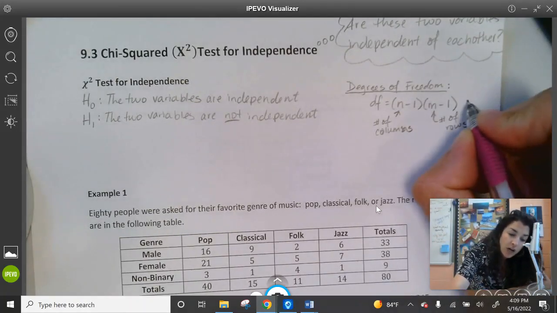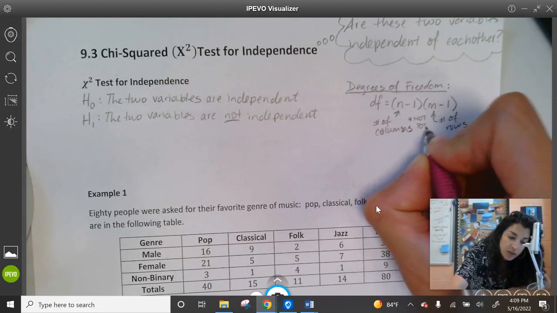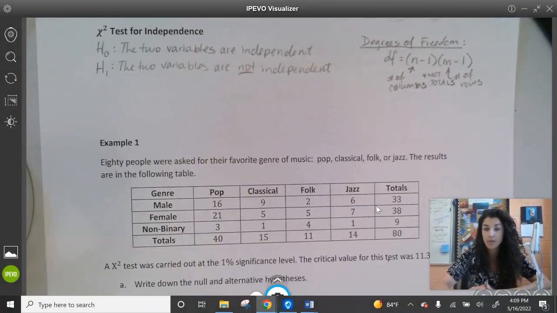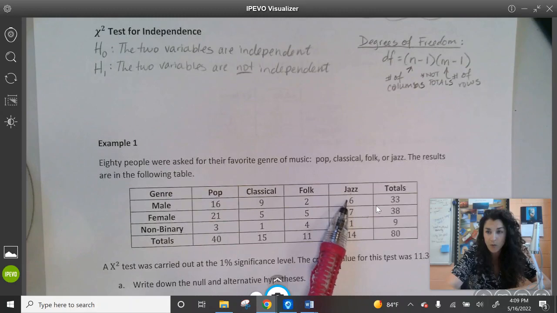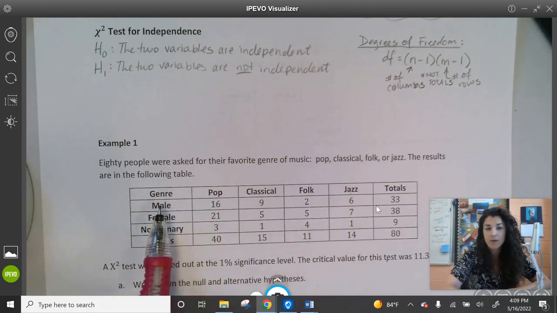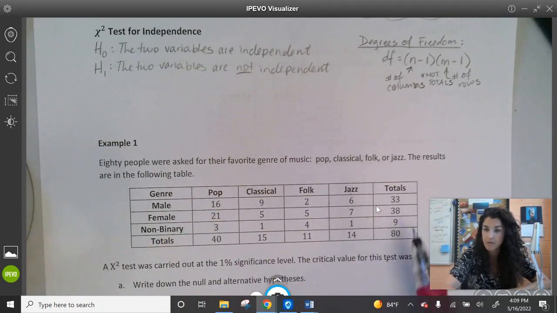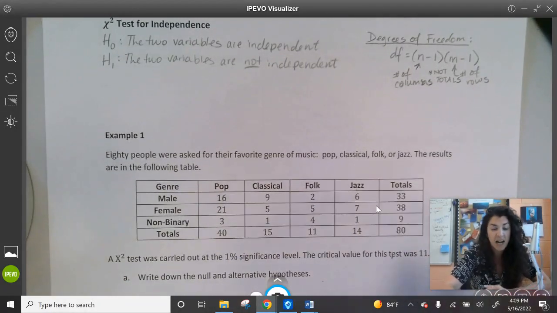Make sure that you do not include the totals as an option, right? So not the totals, just the number of options. So the number of options for music is 4. So 4 minus 1 would be 3. And then the number of genders available is 3. 3 minus 1 is 2. So you do 3 times 2 to make 6 for the degrees of freedom. So slightly different, but kind of familiar.